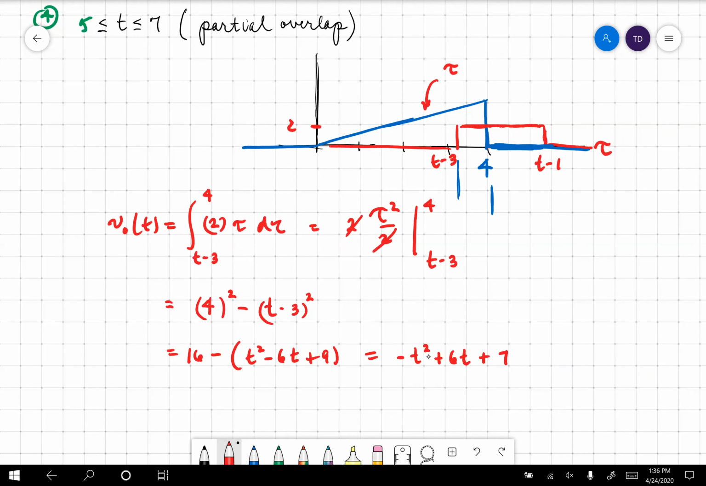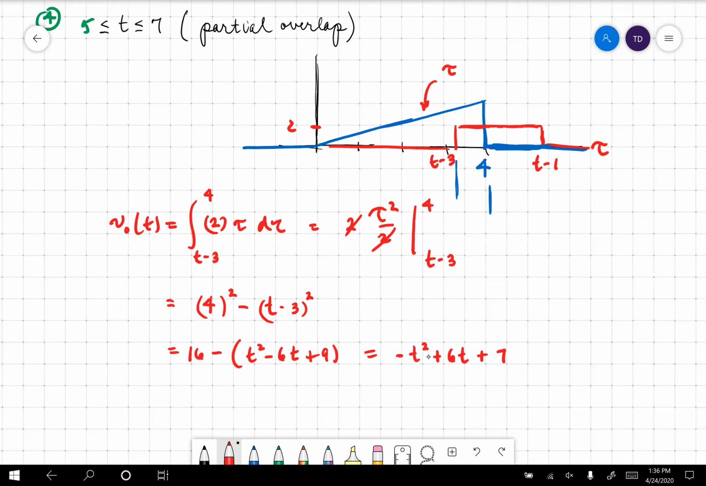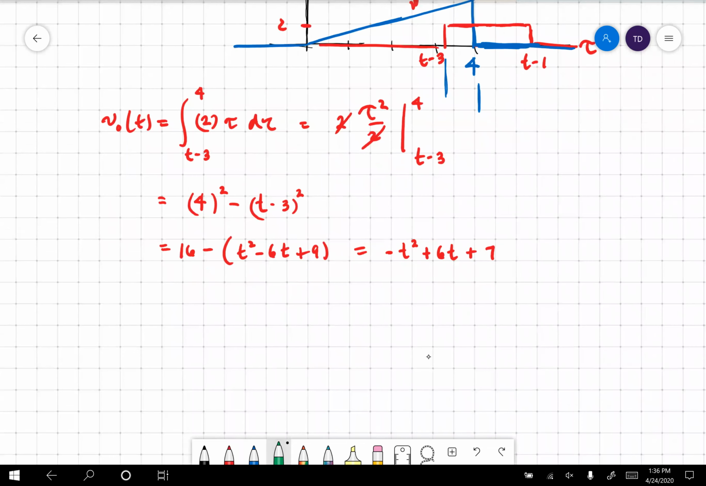Okay, not bad. Not difficult at all. So in green, again, we'll just write it in green. So what we're saying is v of t equals minus t squared plus 6t plus 7. And this was the region 5 less than or equal to t less than or equal to 7. Should we check 5? V of 5.